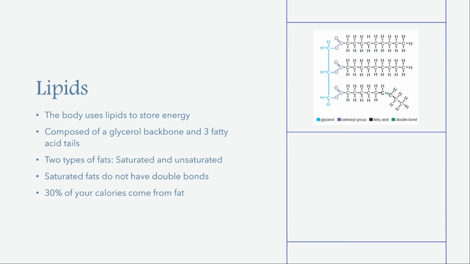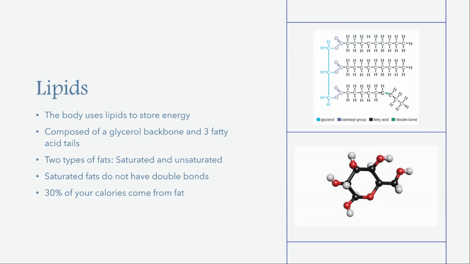The next category of bionutrients is lipids. Lipids are typically known as fats, and the body uses these to store energy. A fat molecule is divided in 2 parts, a glycerol backbone and 3 fatty acid tails. These contain carbon, hydrogen, and oxygen, just like carbohydrates. In comparison to a sugar molecule, though, a lipid is very large, and because of this, lipids are more energy dense.